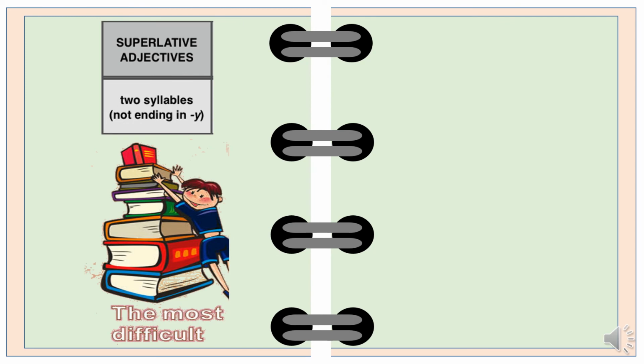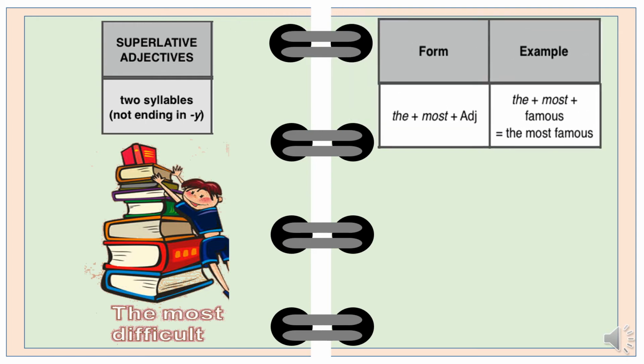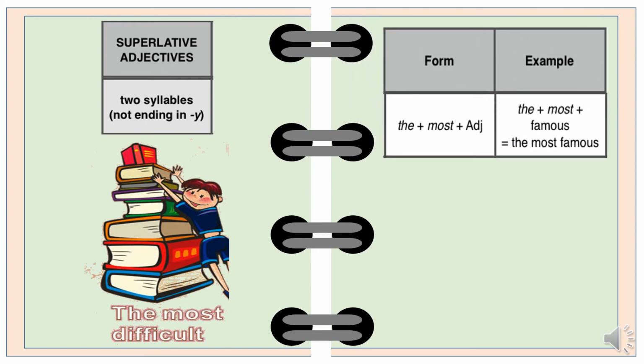And superlative adjectives with two syllables not ending in y. The word is not going to end in y, but it has two syllables. Okay? So what are we going to do? We're going to add the. Remember the. Then we have to write most. And then we have to write the adjective. Okay? Because this word does not end in y. Okay, the most famous. The most famous. We're comparing in that group who is the most famous.